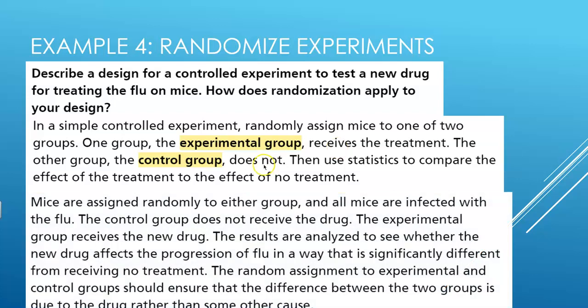Mice are randomly assigned to either group. All mice are infected with the flu. The control group does not receive the drug. The experimental group receives the new drug. The results are analyzed to see whether the new drug affects the progression of flu in a way that is significantly different from receiving no treatment. The random assignment to experimental and control groups should ensure that the difference between the 2 groups is due to the drug rather than some other cause. And scientists do this all the time. This is a really, really important part about experiments.